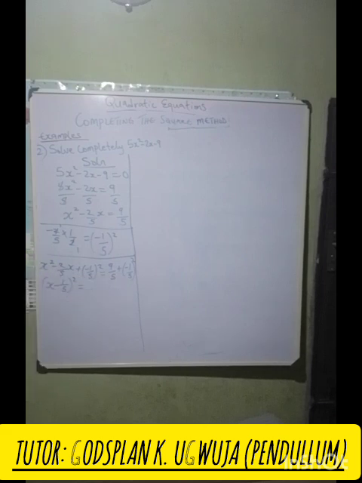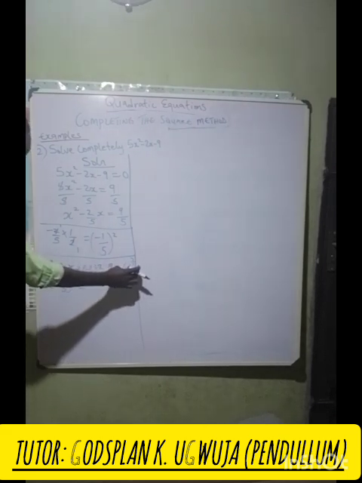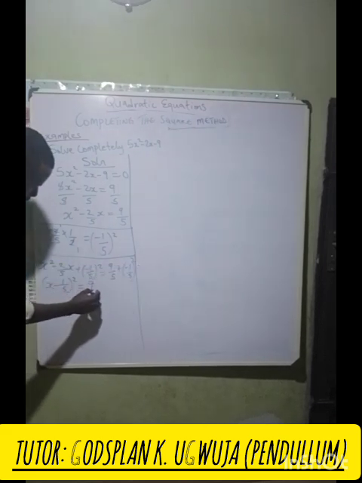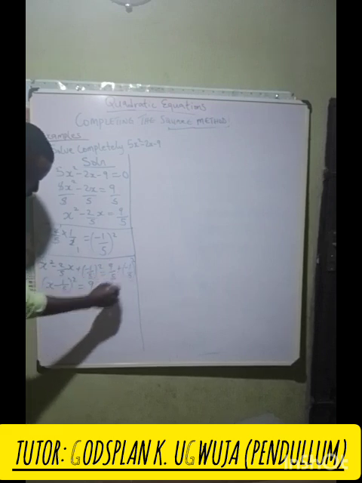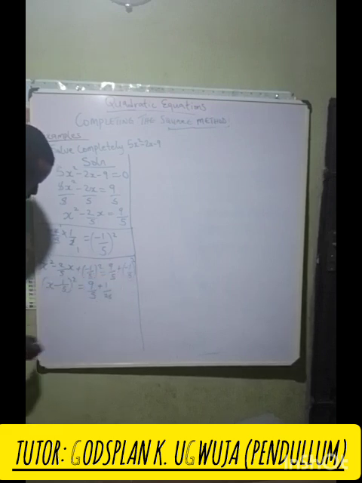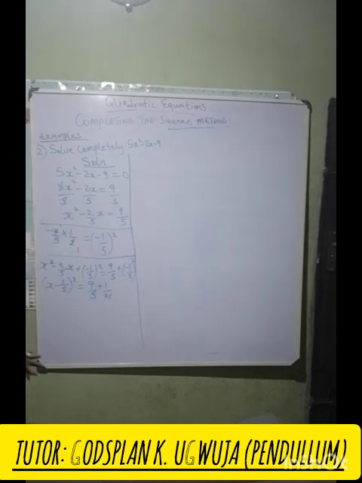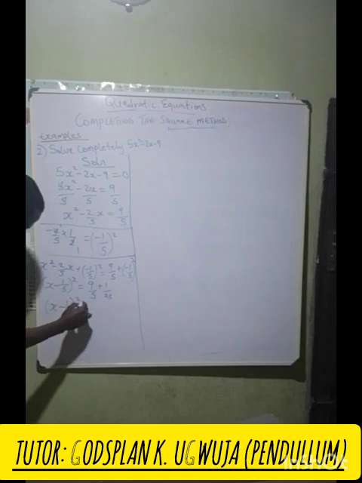Then on this side, let's open this square. So we're going to have 9 over 5 minus 1 squared is plus 1, 5 squared is 25. Quite straightforward, right? Good. So let's go. We'll just bring this down. x minus 1 over 5 squared is equal to, now let's add this.